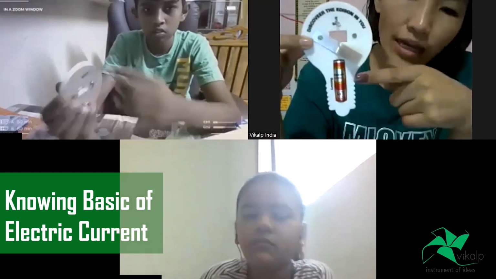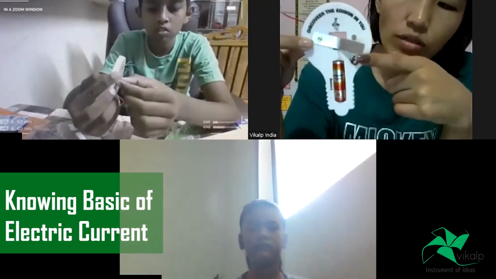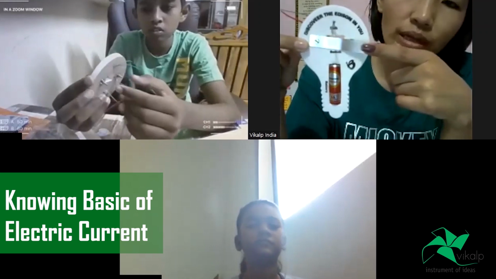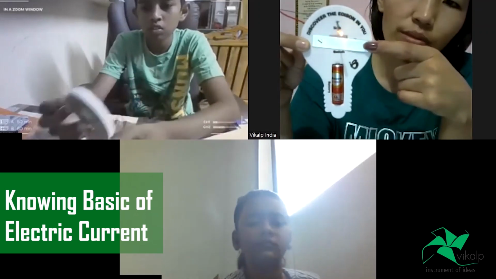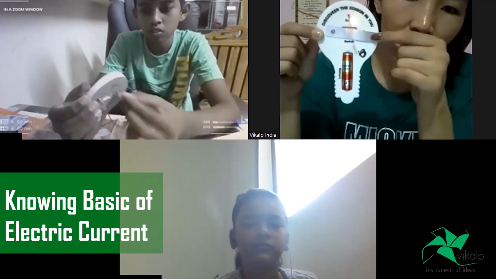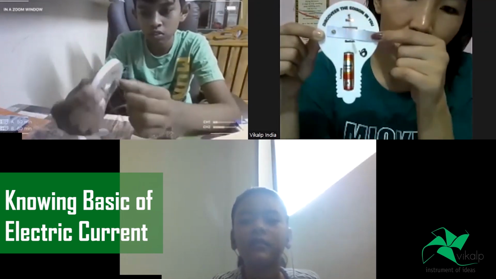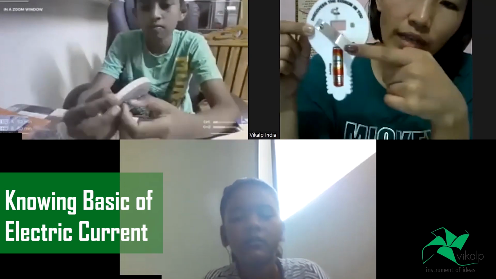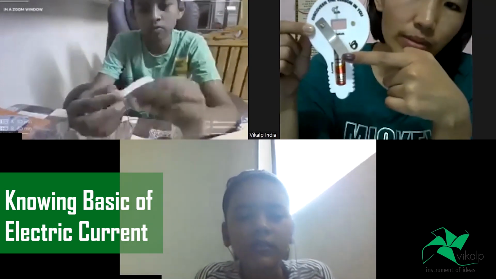Okay, so now what I need to do is switch it on. For that I need to bring it like this. So here you can see that the bulb is glowing, right? Can you see that? Yes. The bulb is glowing, right? Okay, now if I do this again, look here, the bulb is not glowing, right?